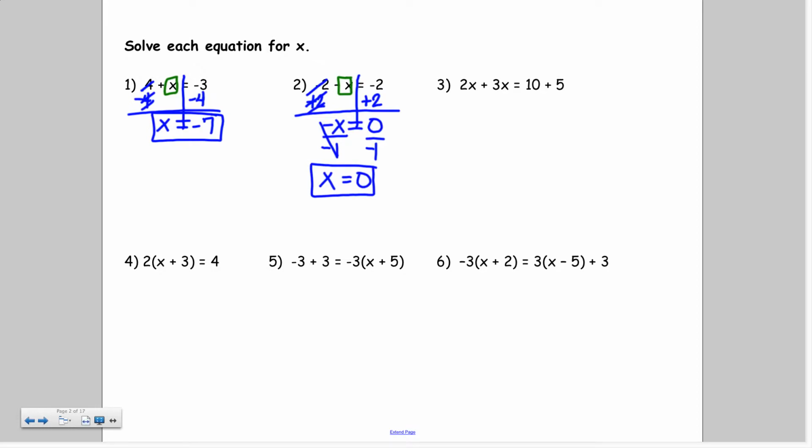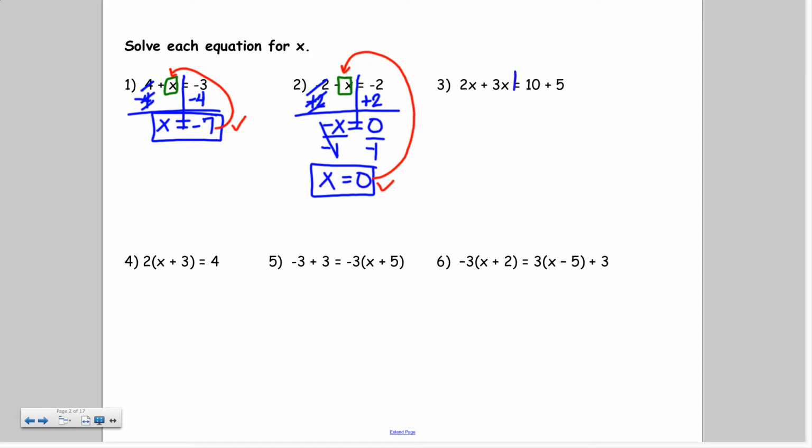All right. Now, if you wanted to take and plug those answers back in, you could actually see that they're correct. If we plug negative 7 back in to x, we plug the negative 7 back in right here. 4 minus 7 is a negative 3, so that works. If we plug this 0 back in for x, negative 2 minus 0 is negative 2, so that works. You don't have to do that, but that will help you know that you got the correct answer.